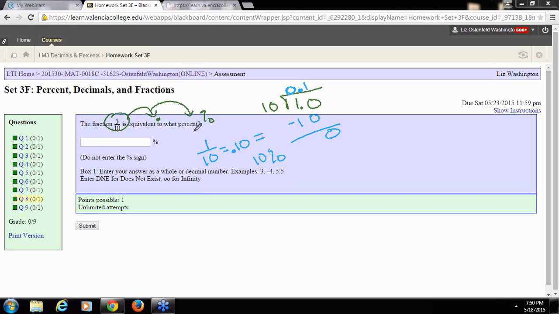Okay, you should be able to convert in between all three of those: decimals, percent, and fraction. Okay?